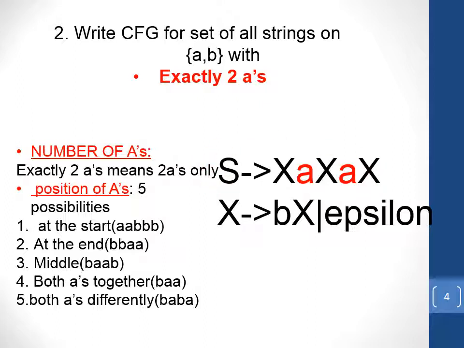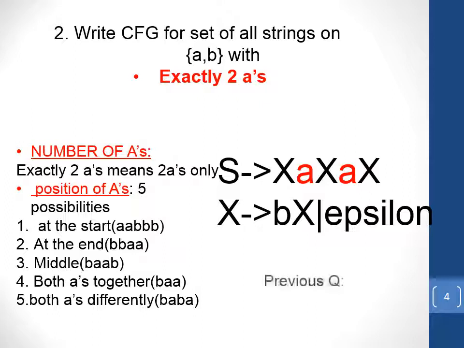The thing I was speaking about is that this capital X is not any combination of a's and b's, but any combination of b's only. If we keep any combination of a's and b's, then X could be replaced by a's, and that would violate the condition of exactly two a's. It might have more than two a's, so there should be no a here, only bX.